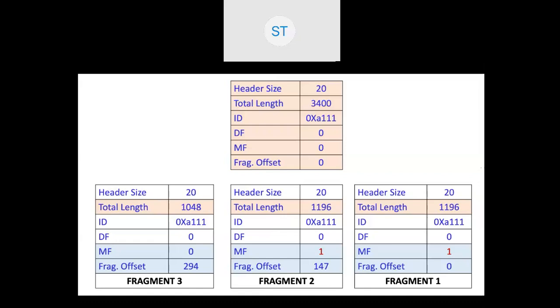So maximum payload accommodation is 1176, because 1200 minus 20 is 1180. The number which is divisible by 8 is 1176. So 0 to 1175 is the fragment 1. 1176 to another is the fragment 2, and the remaining data is the fragment 3.